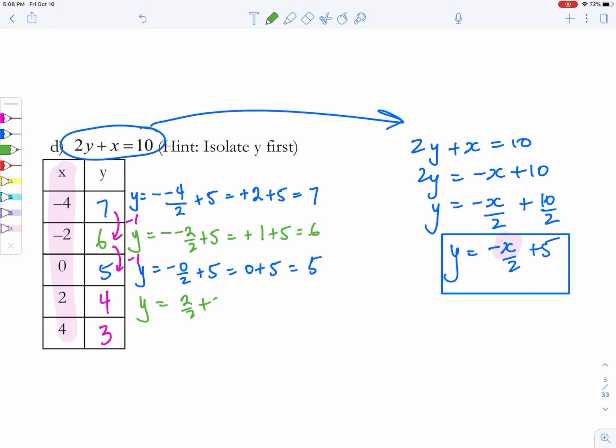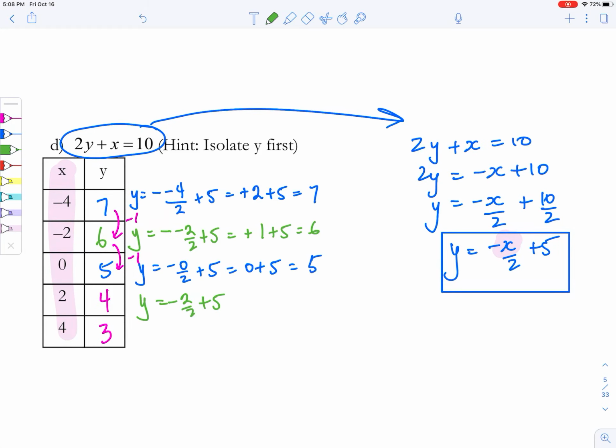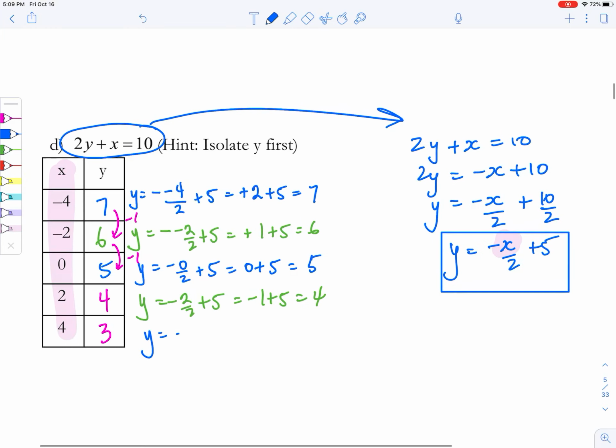So 2 over 2 plus 5. Oh, minus 2 over 2, because it's subtracting. So that's minus 1 plus 5, which is 4. And then y equals minus 4 over 2 plus 5, which is minus 2 plus 5, which is 3.